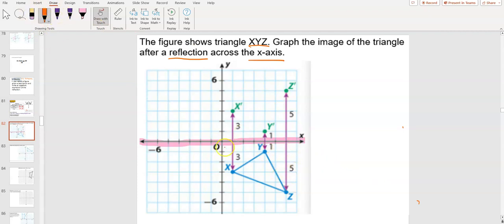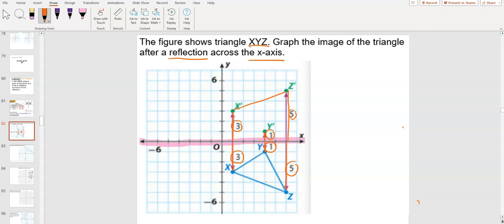So I'm going to measure my distance. X is 3 units away from the line of reflection. So X prime needs to also be 3 units away from the line of reflection. Y is 1 unit away. So Y prime needs to be 1 unit away. And then, of course, Z is 5 and Z prime is 5 units.